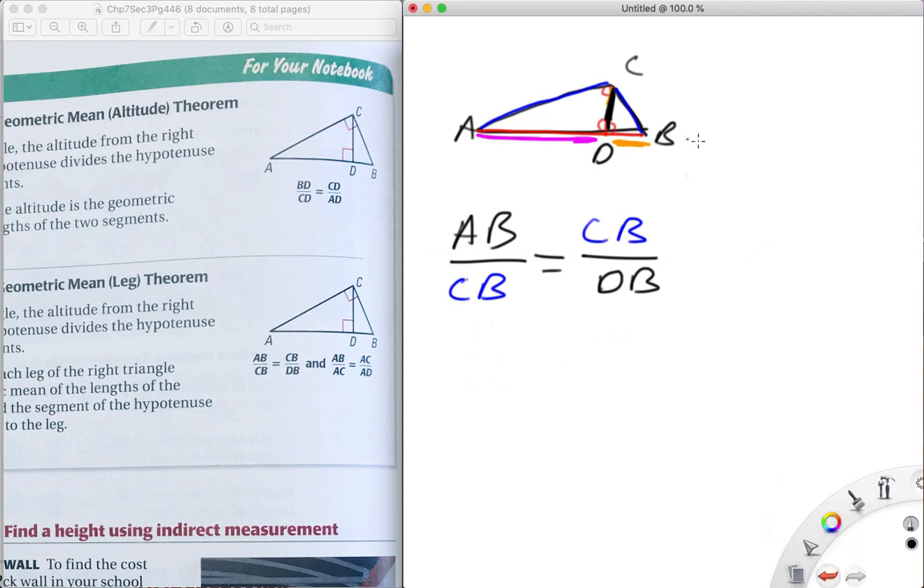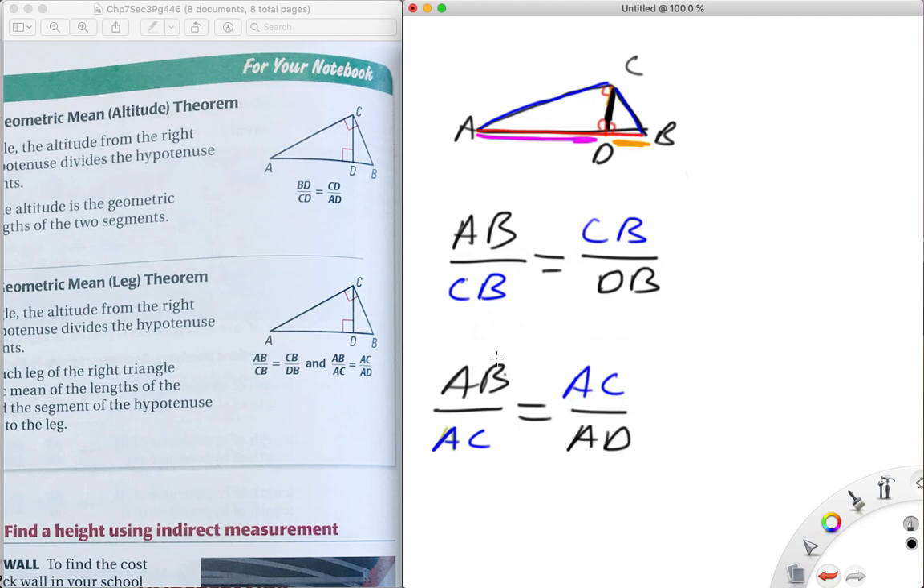Again, starting off with the hypotenuse of the overall big triangle, so AB over, and then we're going to do AC, because that's the next leg. We did CB, which is one leg, and now here's the other leg of the other triangle. And since it's the geometric mean, I know it's going to be the diagonal, and that's also going to be AC. AC touches the hypotenuse of the overall triangle at AD. So it's going to be over AD.